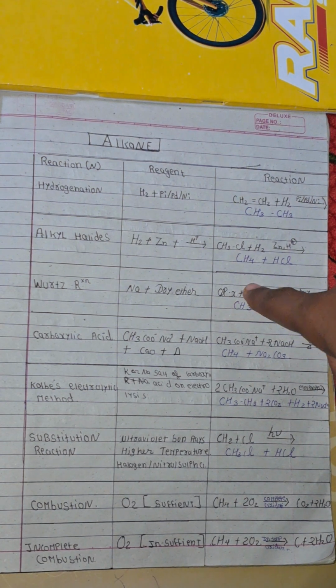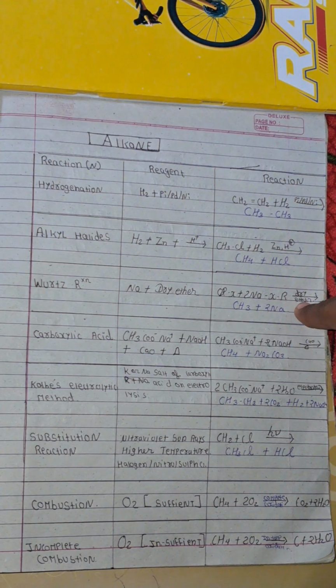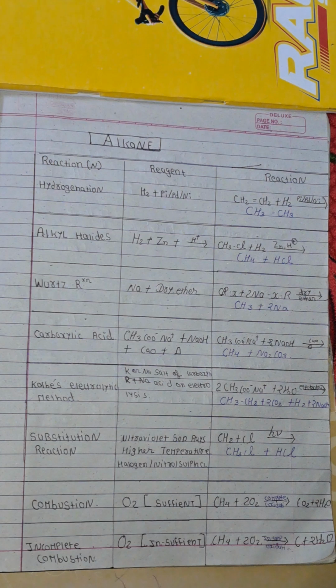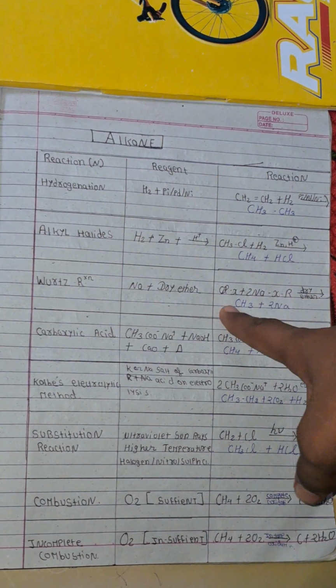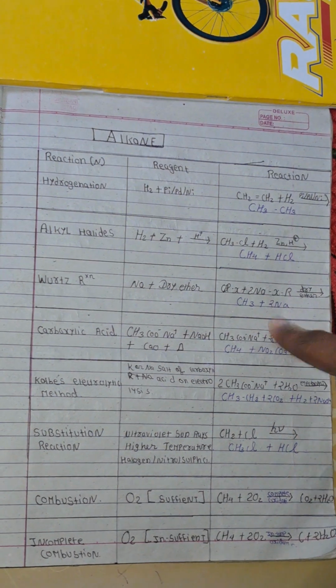Now RX plus RX plus 2Na in presence of dry ether gives R-R plus 2NaX. You can imagine it like CH3Br plus 2Na plus BrCH3 in presence of dry ether gives CH3-CH3 plus 2NaBr.